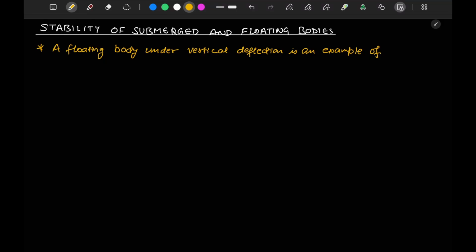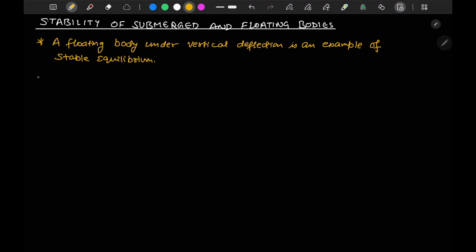So what will happen? The amount of fluid displaced will increase, the weight of fluid displaced will increase, but the weight of the body remains the same. So there will be a resultant upward force, and after removing the load, your body will come back to its original position. So this happens in stable equilibrium. Example of stable equilibrium.